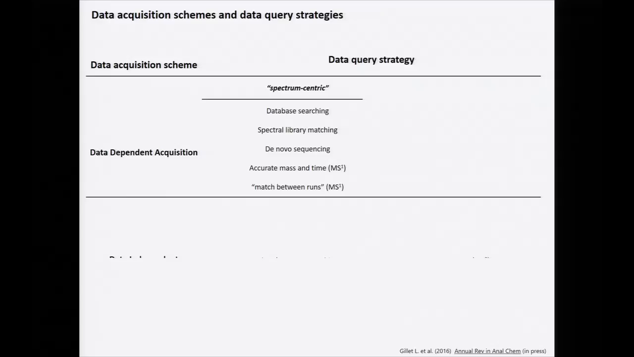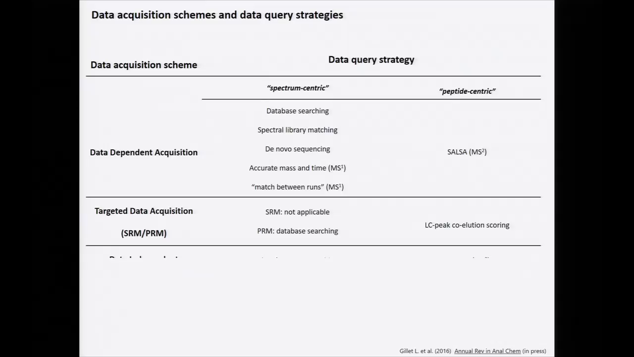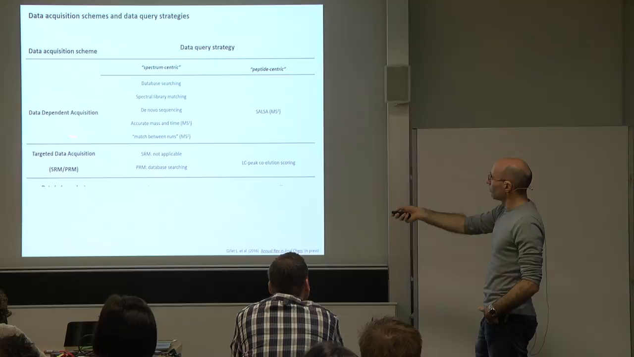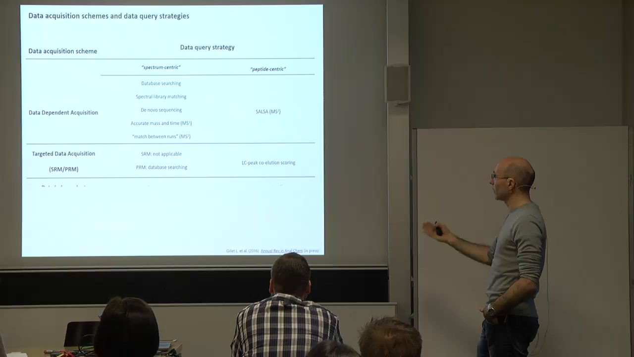You have people that also do AMT. This was Dick Smith's lab, accurate mass and time, where they rely on the coordinates in the MS1 space, but it was still MS1 spectrum based. Then you have the match between runs. Then you have the peptide-centric approach that I commented on, SALSA, where people tried as a single hit by chance to find the peptide identifications. Then you have the SRM type of data, where spectrum-centric is only applicable in PRM because you cannot do it in SRM, which doesn't have the spectrum dimensionality. So most targeted data acquisition is limited to peak scoring in the chromatographic dimension.